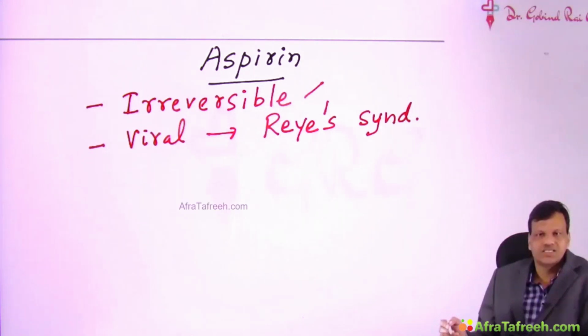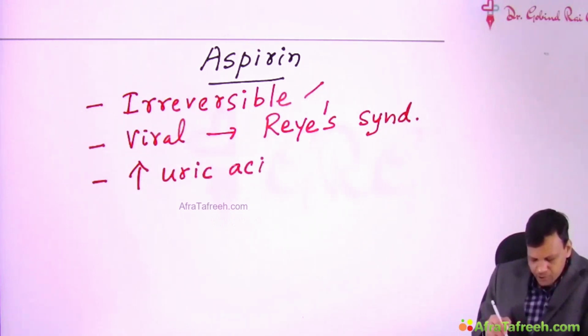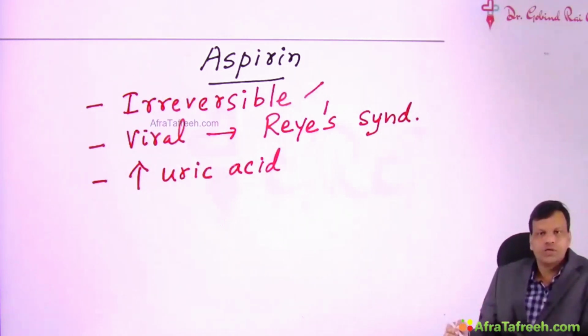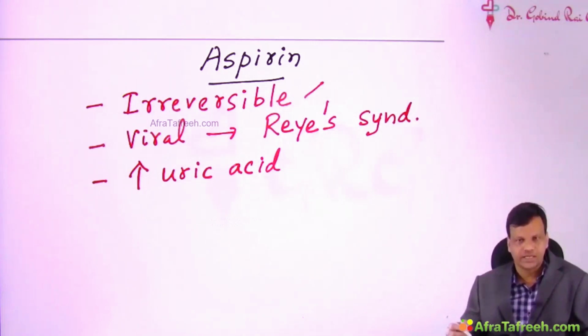Aspirin can cause Reye syndrome. Third important thing, aspirin can cause hyperuricemia at therapeutic doses. Although in very high doses, which cannot be tolerated therapeutically, aspirin can cause excretion of uric acid, that is clinically not relevant.